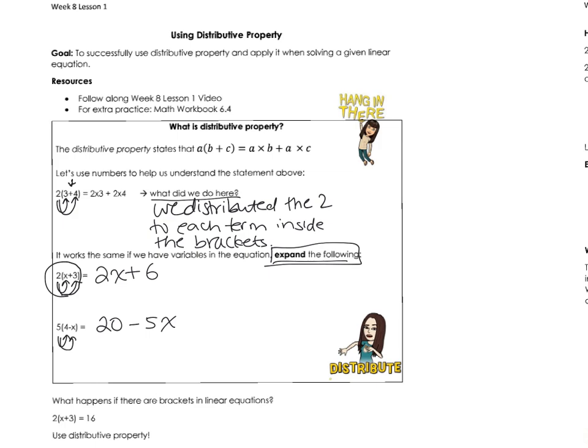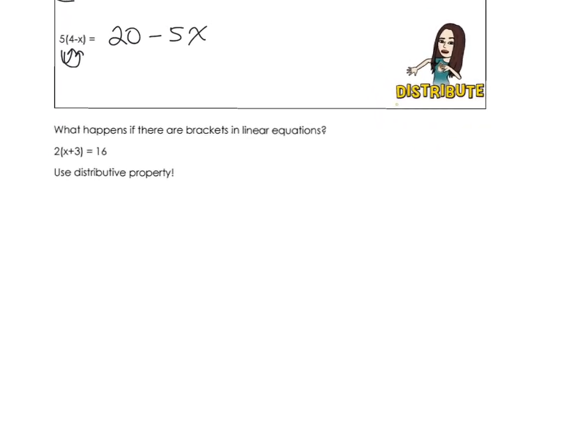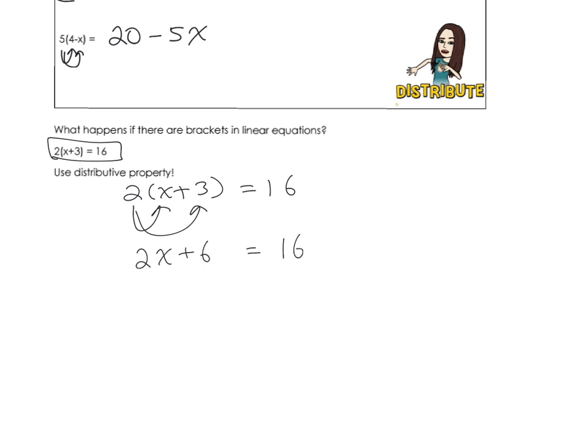Alright, so what happens if we have brackets in linear equations? Last week and the week before, we looked at linear equations where we had x's in the equations and had to isolate the variable. In this case, we can also use distributive property to help us solve. On our left side, we have 2(x + 3) is equal to 16. We're going to distribute the 2. Because the 2 only applies to the terms in the brackets, we're not going to multiply it to 16. So we have 2x plus 6 is equal to 16.